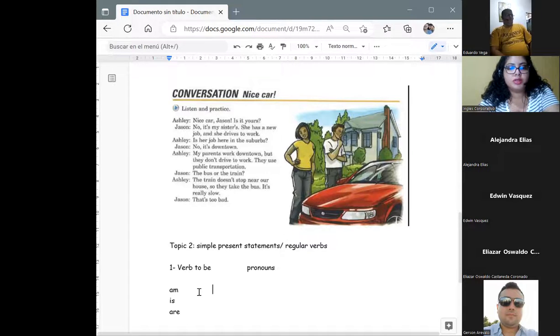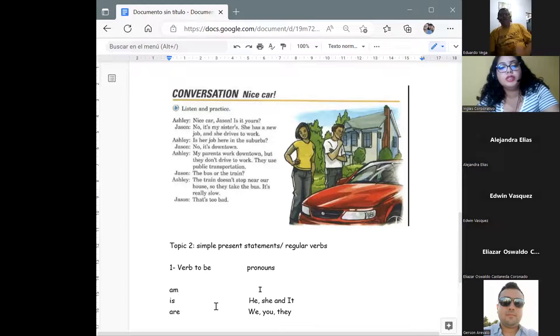And in this case, we're going to write it like this. For the part of the verb to be, we are going to use I. Is, he, she, and it. And for are, we, you, and they. Esos son nuestros pronombres. I, you, he, she, it, we, you, again, and they. Son nuestros pronombres con los que nosotros vamos a trabajar. Tenemos el you de singular y el you de plural.